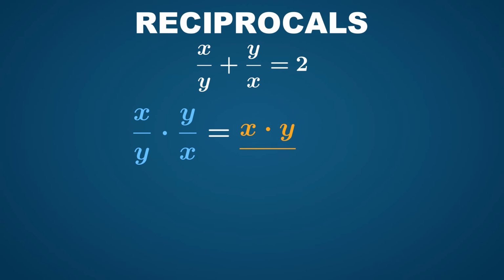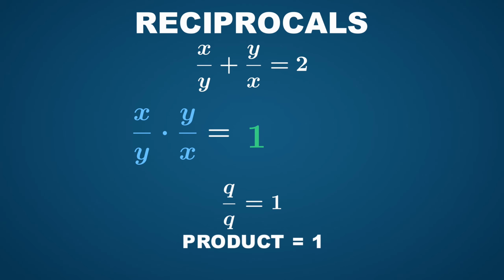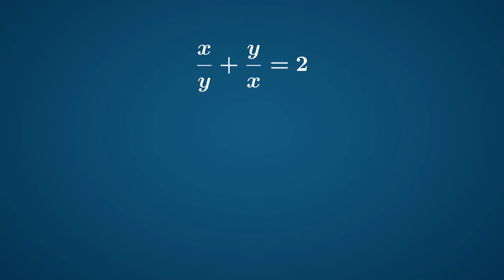We can readily verify this by multiplying x divided by y by y divided by x. We multiply the numerators together to get x times y. We multiply the denominators together to get y times x. Because multiplication is commutative, y times x is exactly the same as x times y. We now have the quantity x times y divided by the quantity x times y. Any non-zero quantity divided by itself is equal to 1. The product is 1, which confirms they are indeed reciprocals.